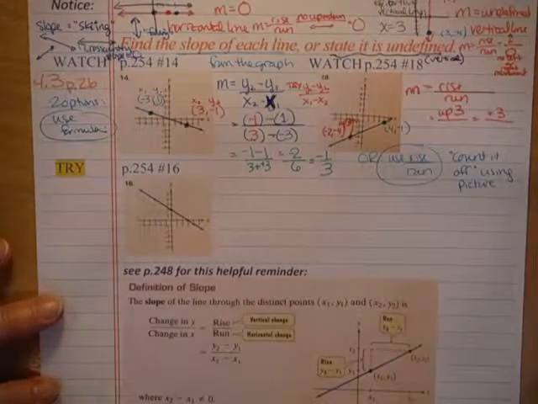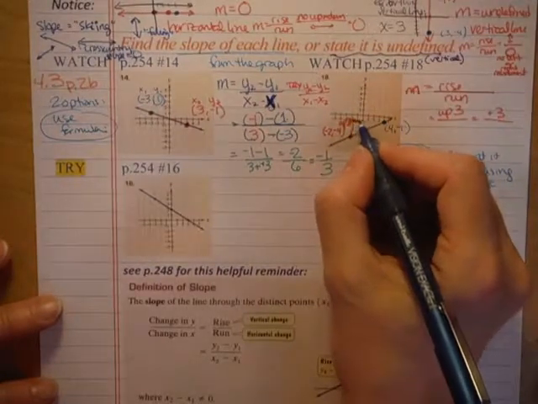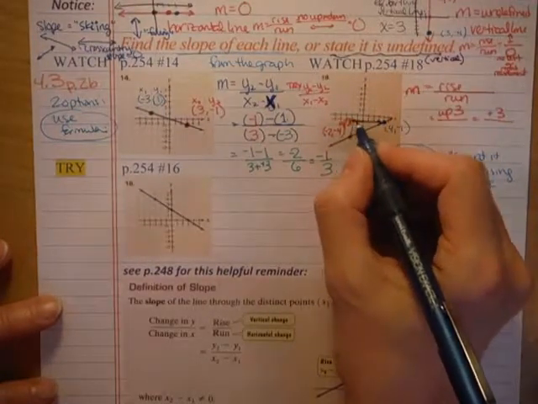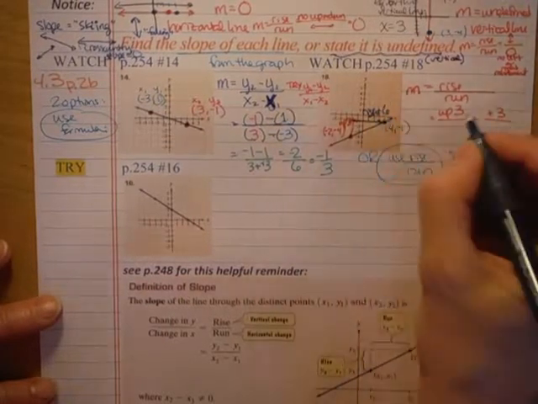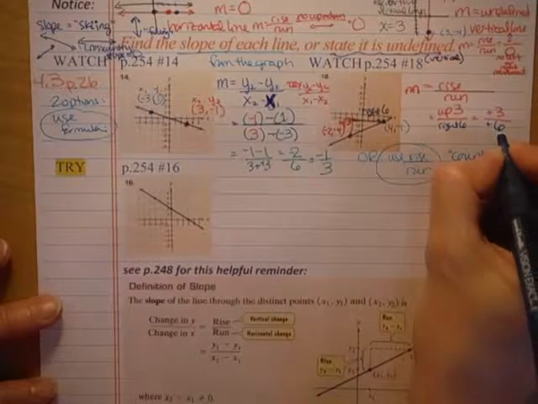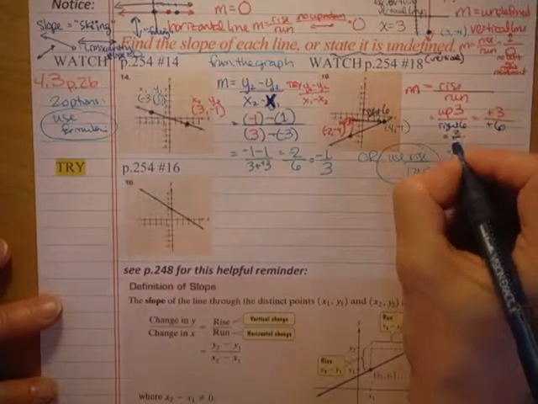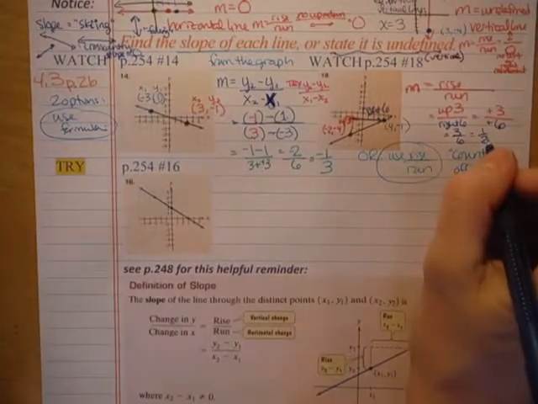Now I'm going to look at my run, my left to right. And my run, in this case, as I move up, I'm going to go to the right, and I end up going to the right 2, 4, 6. I go to the right 6. And going to the right is a positive value. So I end up with 3 over 6, or +1/2. That's the slope of this, is 1/2.